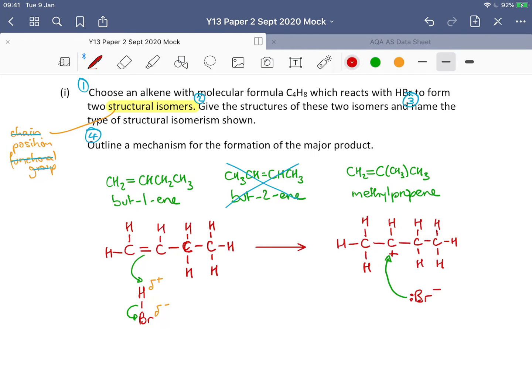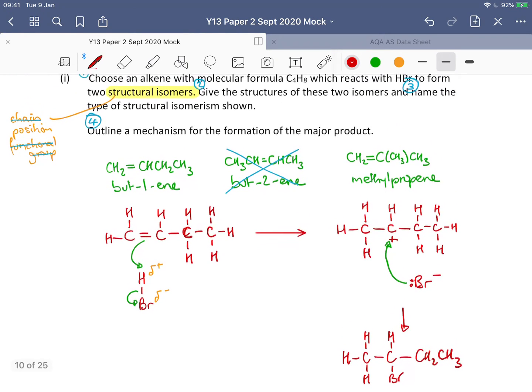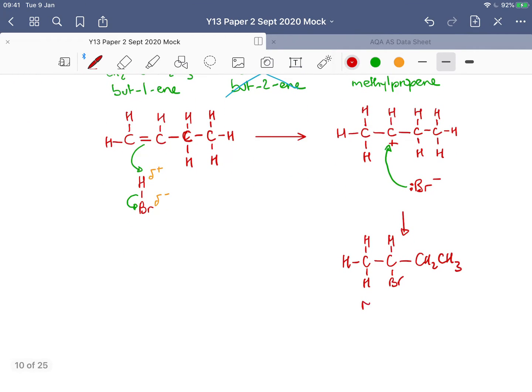And then I get my product, which is H. And I'm just going to do this, save a little bit of time. I could have done that from the beginning. So there's our mechanism. So that is the major product. Okay.